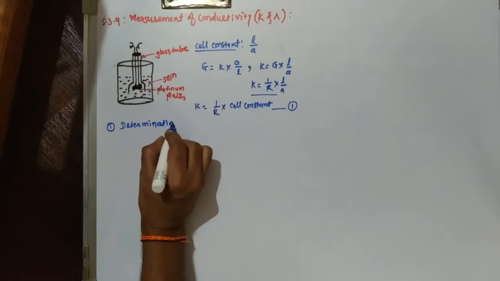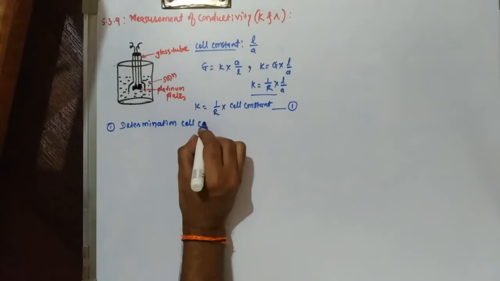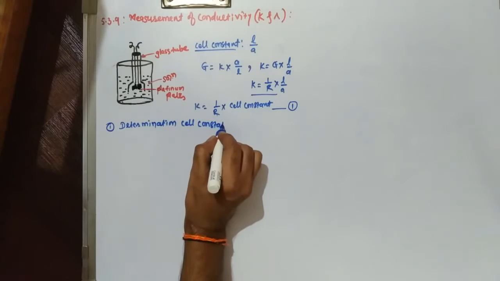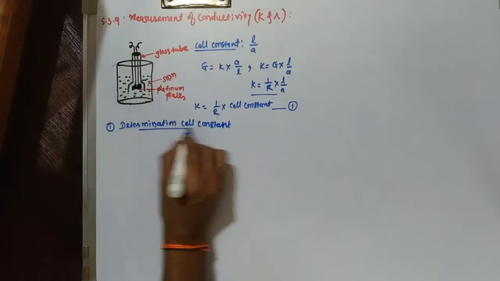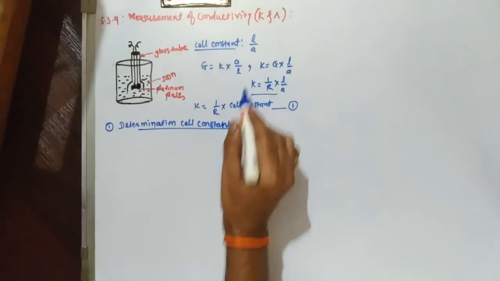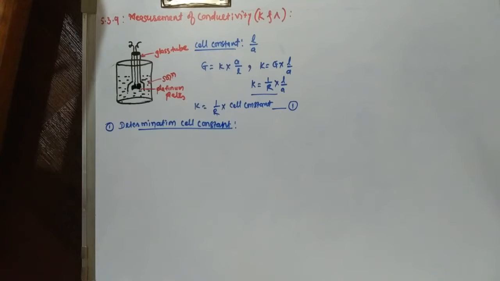Determination of cell constant. What is cell constant? This L upon A, the ratio of length to cross-sectional area, is the cell constant. Now see how it is to be found out. To determine the cell constant, we need a Wheatstone's bridge experiment. Let us see the diagram first of the Wheatstone's bridge experiment.